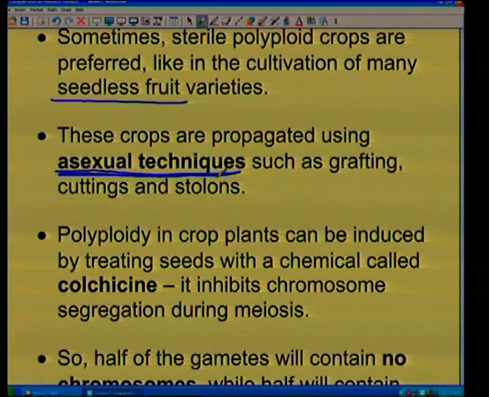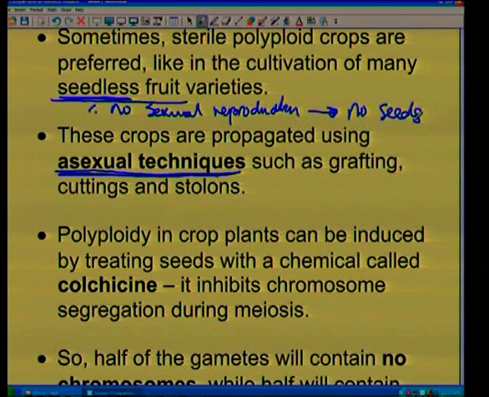So they are seedless. Therefore, there is no sexual reproduction. And if there's no sexual reproduction, guess what? There are no seeds. So therefore, we now have to look at asexual reproductive techniques.